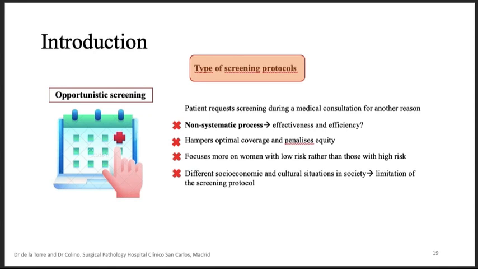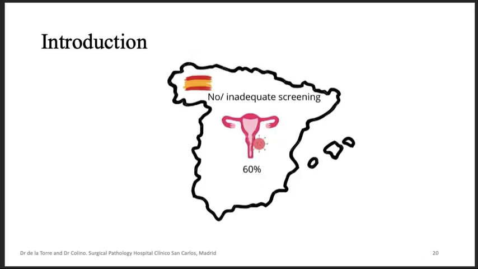On one hand, there is opportunistic screening, where the patient requests screening during a medical consultation for another reason. This is a non-systematic process, which raises questions about its effectiveness and efficiency. This type of screening hampers optimal coverage and penalizes equity, and it focuses more on women with low risk rather than those with high risk. This situation is in line with different socioeconomic and cultural situations in society, representing a significant limitation of the screening protocol. That is why, in Spain, 60% of cervical carcinoma occurs in women who have either undergone inadequate screening or have been exempted from it.